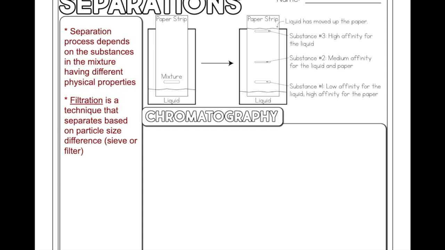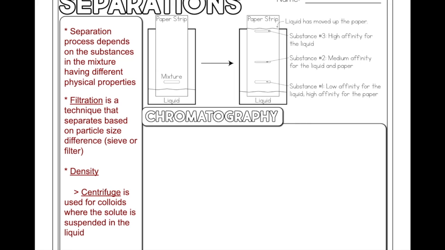One of the ways that we can separate things is through filtration. It's a technique that separates based on particle size difference. You can use things like a sieve or a filter. Like if we were trying to get shells out of sand, we could use a sieve and shake it back and forth. The sand particles, because they're smaller, would fall through the sieve, and then the shells would be left behind. So that is a filtration system.